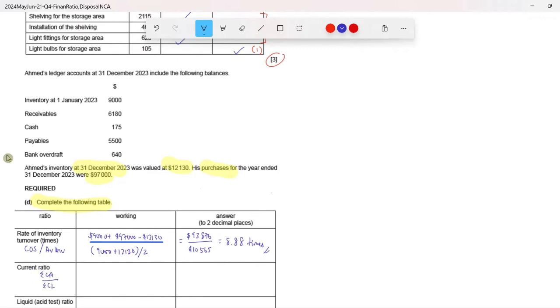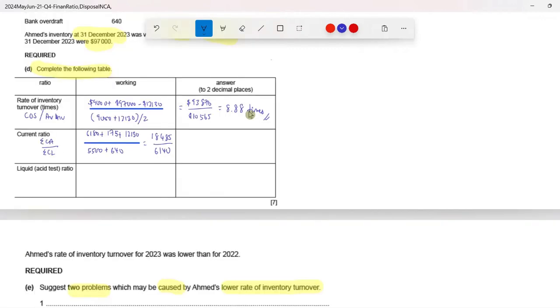Current ratio, we'll take the total current asset, divide by total current liabilities. So current assets, we have receivable, cash, and closing inventory. Let's sum up the total current assets. Current liabilities are payables, 5,500, and bank overdraft, 640. So the current ratio will be 3.01 to 1.